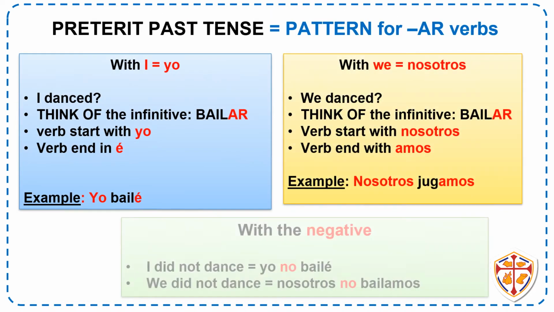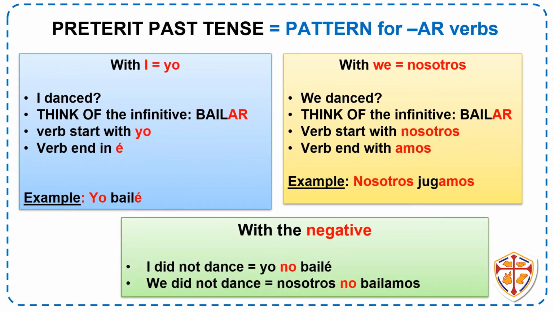In Spanish, we have two types of past tense. In this video, we are trying to learn how to construct the preterite past tense. This type of past tense is useful to describe specific actions in the past, actions that are fully finished. So let's say, for example, that I wanted to say I danced in the past. Yesterday, 2 weeks ago, I danced.